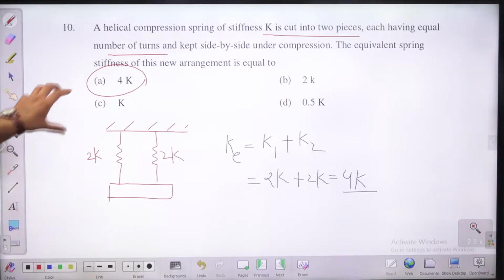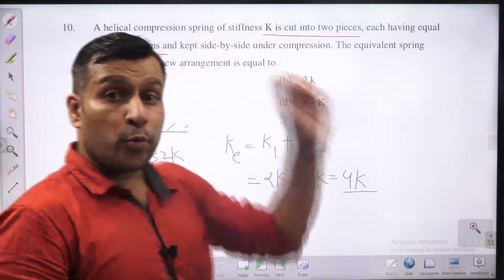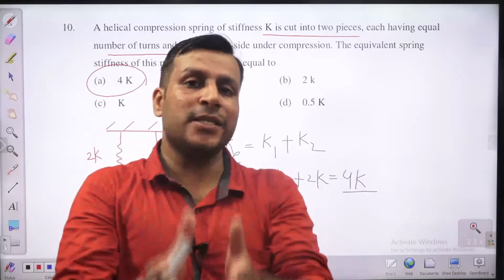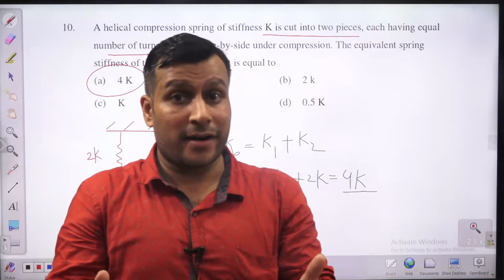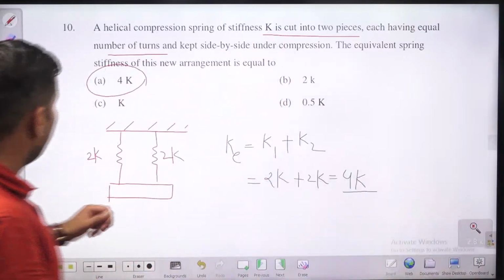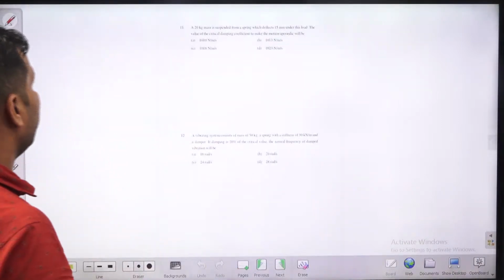So here what he has given you: there is a spring, you divide it into 2 parts, so stiffness becomes double, 2k, 2k, and now you are arranging those springs side by side, means in a parallel arrangement. So in parallel the equivalent stiffness is k1 plus k2, so 2k plus 2k, the answer will be 4k. Let us move to next question 11.